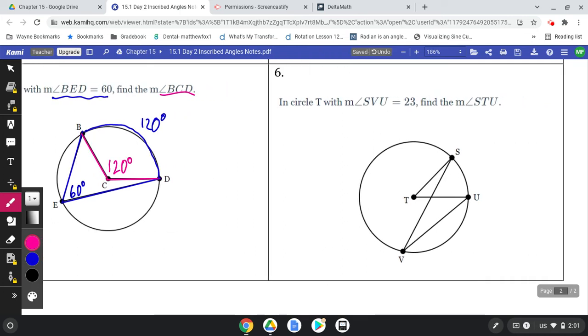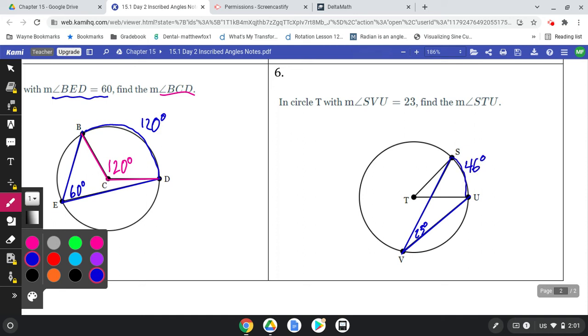Okay, the next one, once again, here it says SVU. SVU, that's our inscribed angle. It's 23 degrees. And we know that if we double that, we'll get arc SU is 46 degrees.